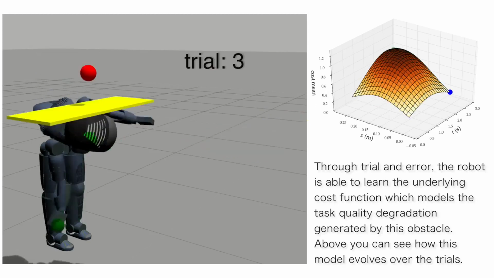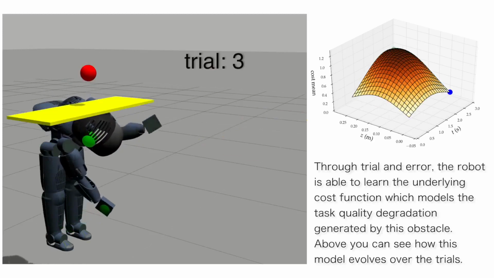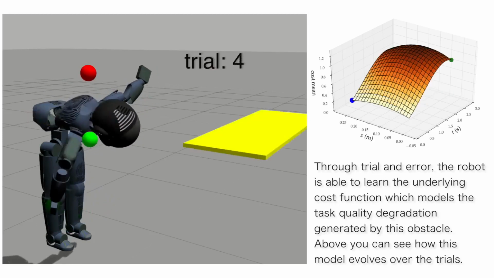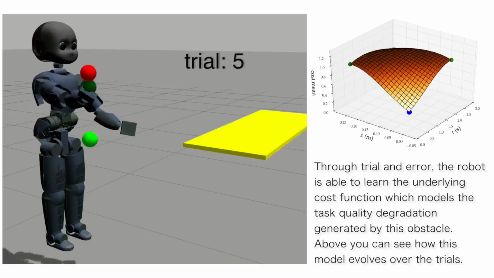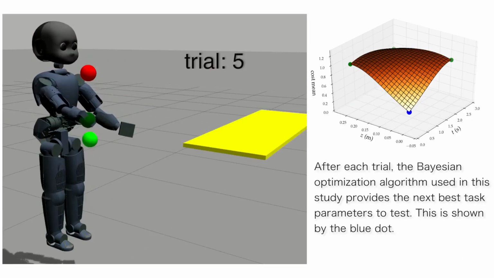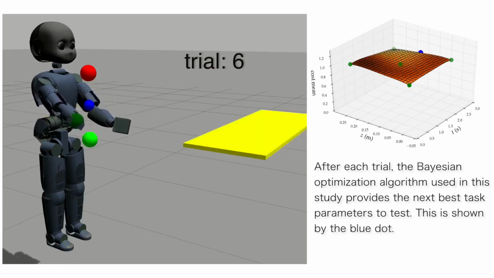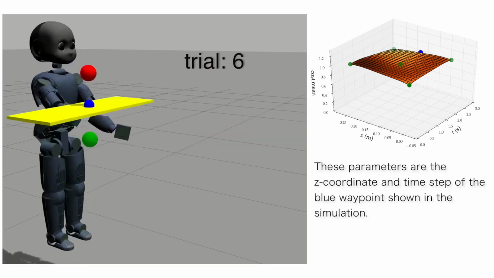Through trial and error, the robot is able to learn the underlying cost function which models the task quality degradation generated by this obstacle. Above, you can see how this model evolves over the trials. After each trial, the Bayesian optimization algorithm used in the study provides the next best task parameters to test. This is shown by the blue dot. These parameters are the z-coordinate and time step of the blue waypoint shown in the simulation.